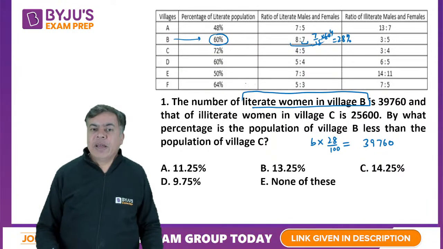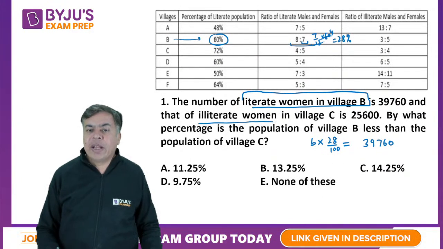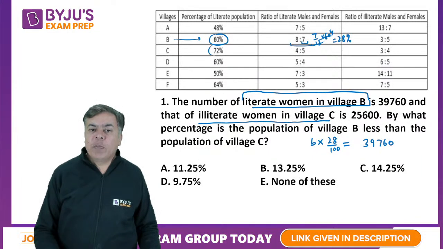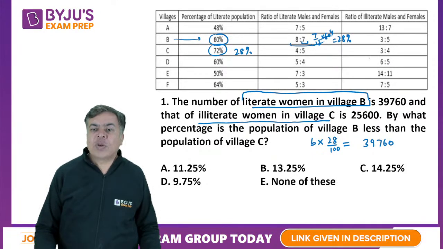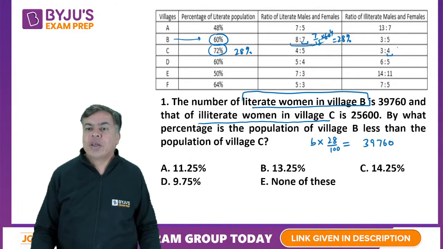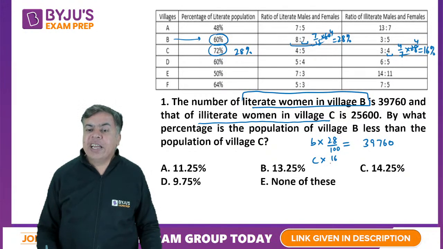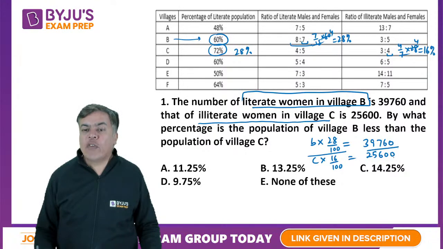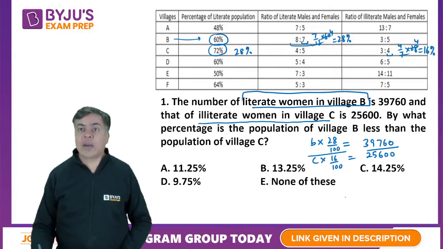Similarly, for illiterate women in village C, if 72% are literate, then 28% are illiterate. Out of these 28%, females are 4 out of 7 of 28, that is 16%. That means 16% of village C is 25600, as given. I want the ratio of B by C, so I am dividing. Okay, Bhavna, good.